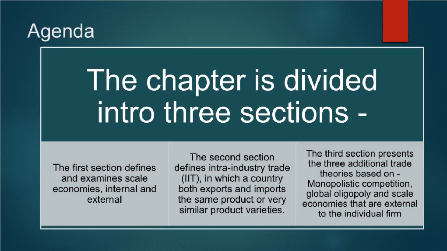The chapter is divided into 3 sections. The first section defines and examines scale economies, internal and external. The second section defines intra-industry trade, IIT, in which a country both exports and imports the same product or very similar product varieties. The third section presents the 3 additional trade theories based on monopolistic competition, global oligopoly and scale economies that are external to the individual firm.